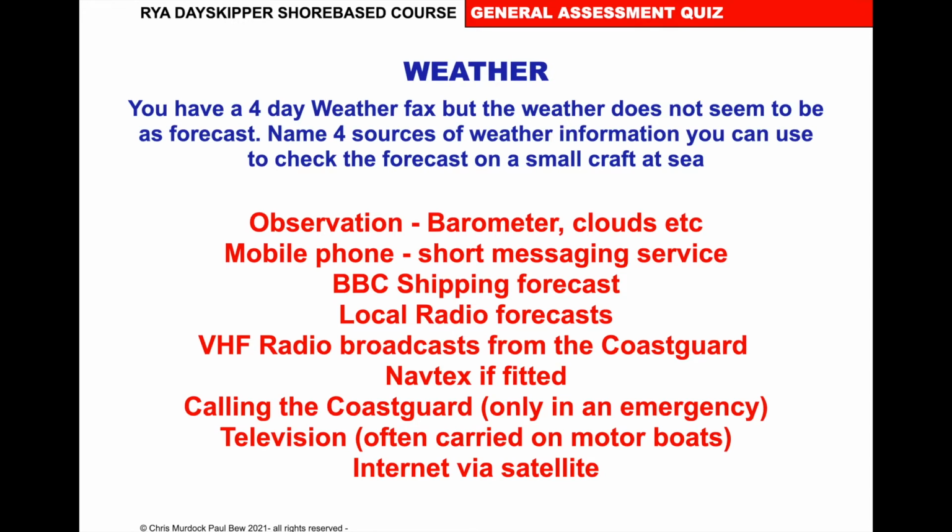Clouds. Mobile phone. You can use a short messaging service or the internet. BBC shipping forecast on Radio 4. Local radio forecast, which changes from wherever you are. VHF radio broadcast from the Coast Guard. They'll be once every 4 hours, and you'll find the times of that in the almanac. Navtex if you've got it. You can call the Coast Guard, but only in emergency. Television, maybe not. Internet. If we're close enough to get GPRS signal, we can get a weather forecast off our mobile phone.